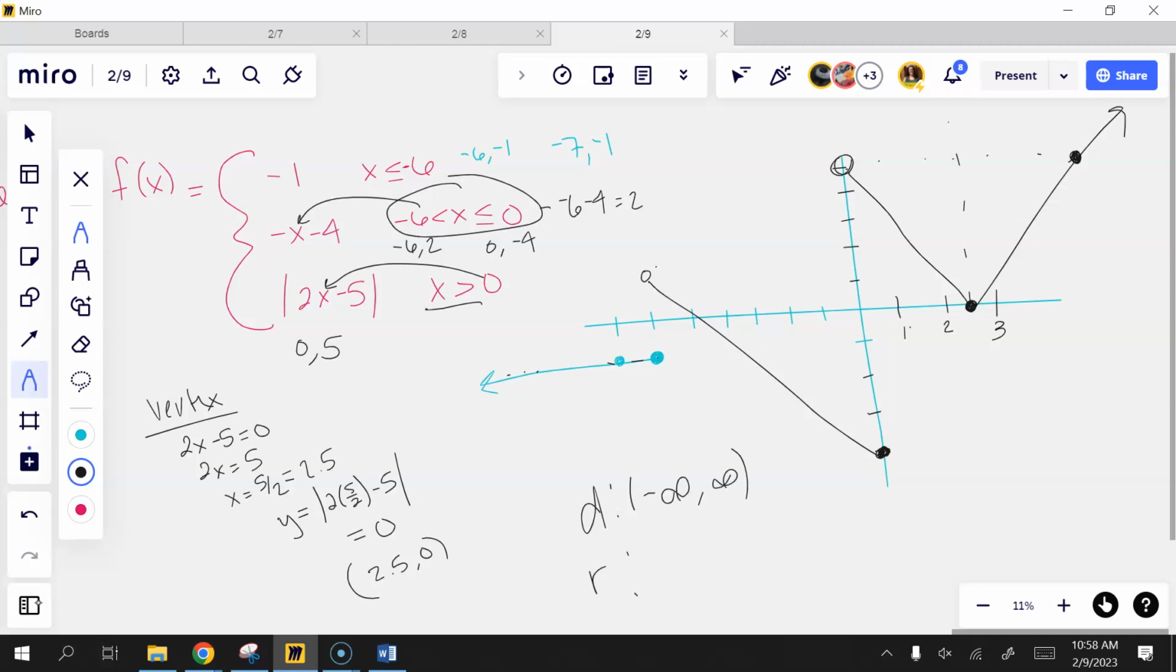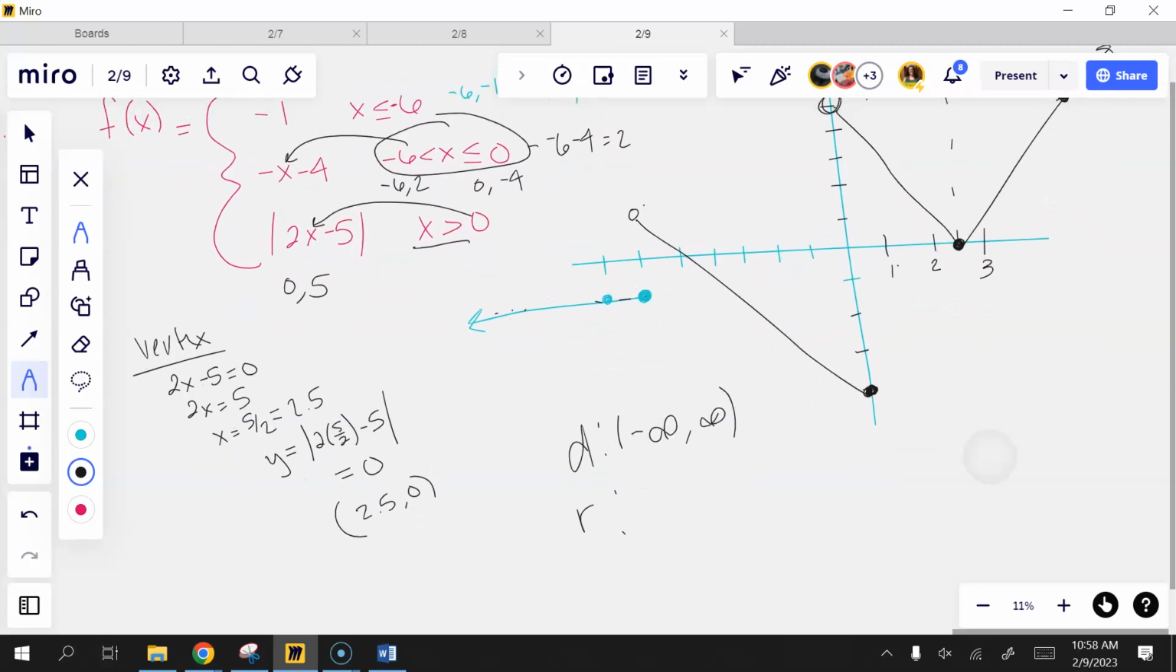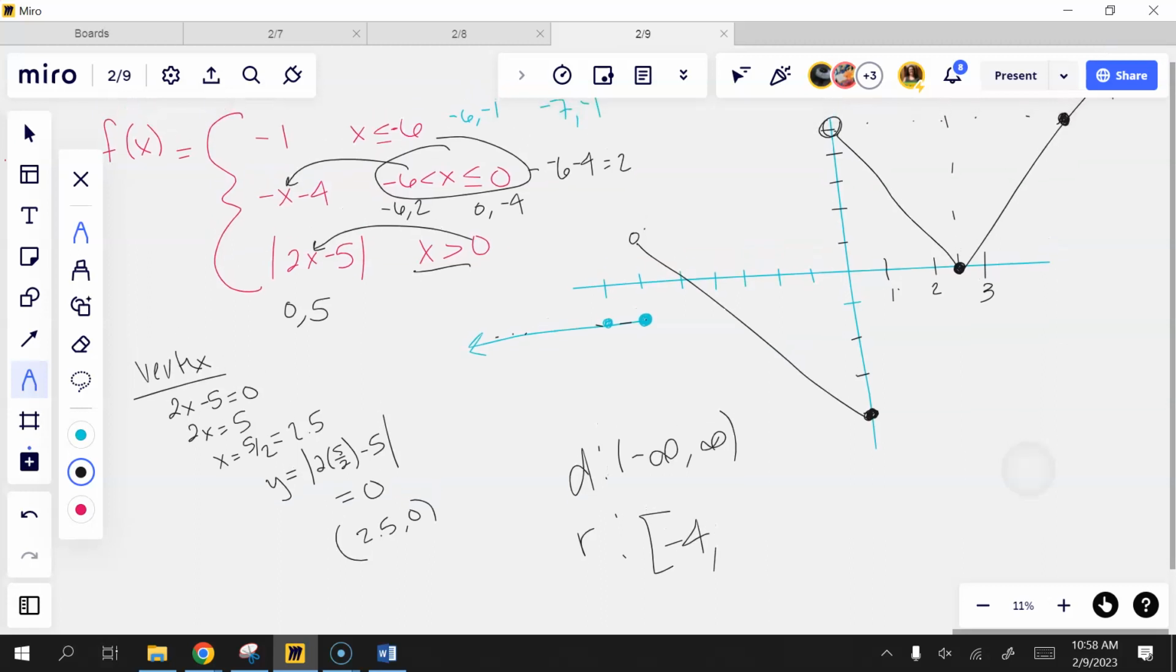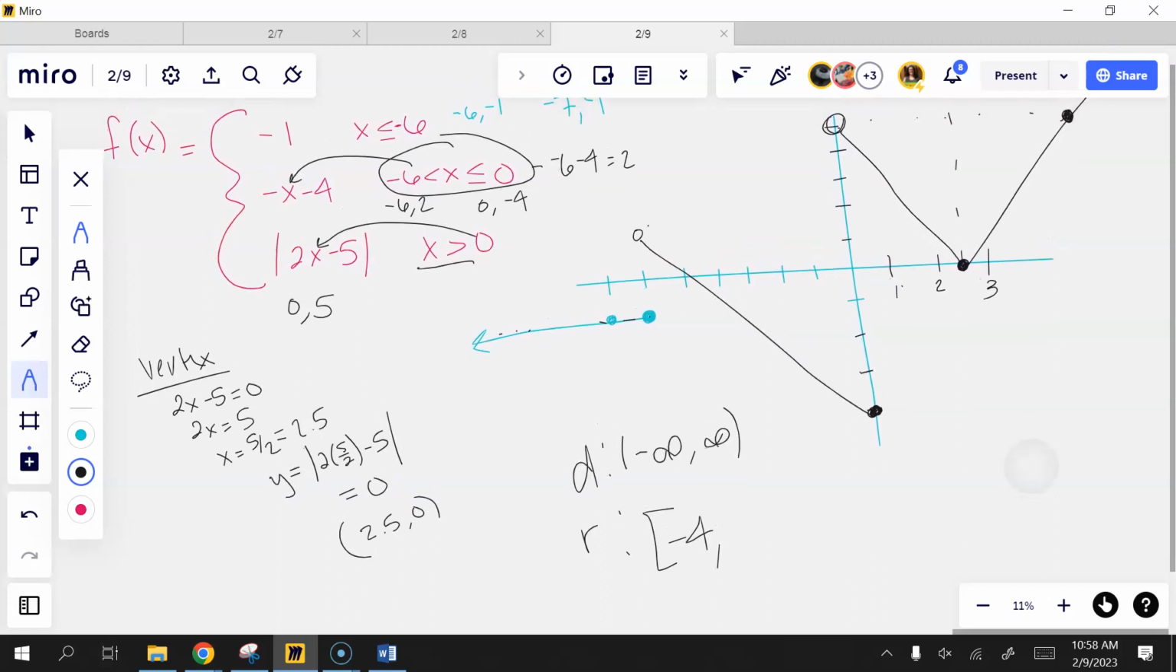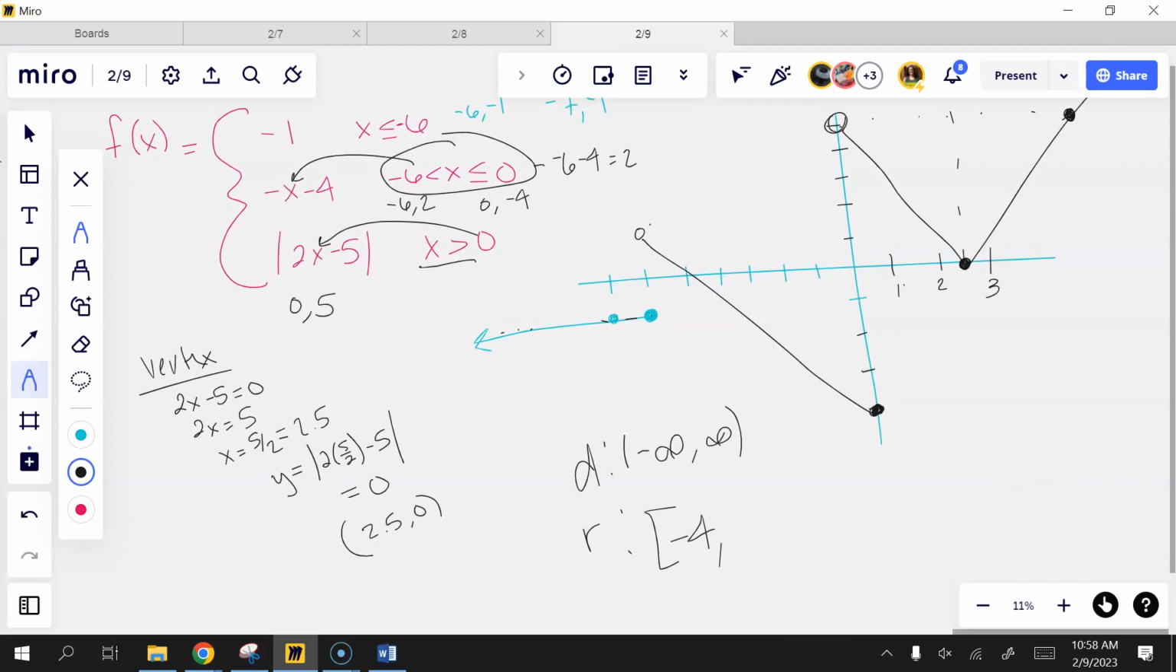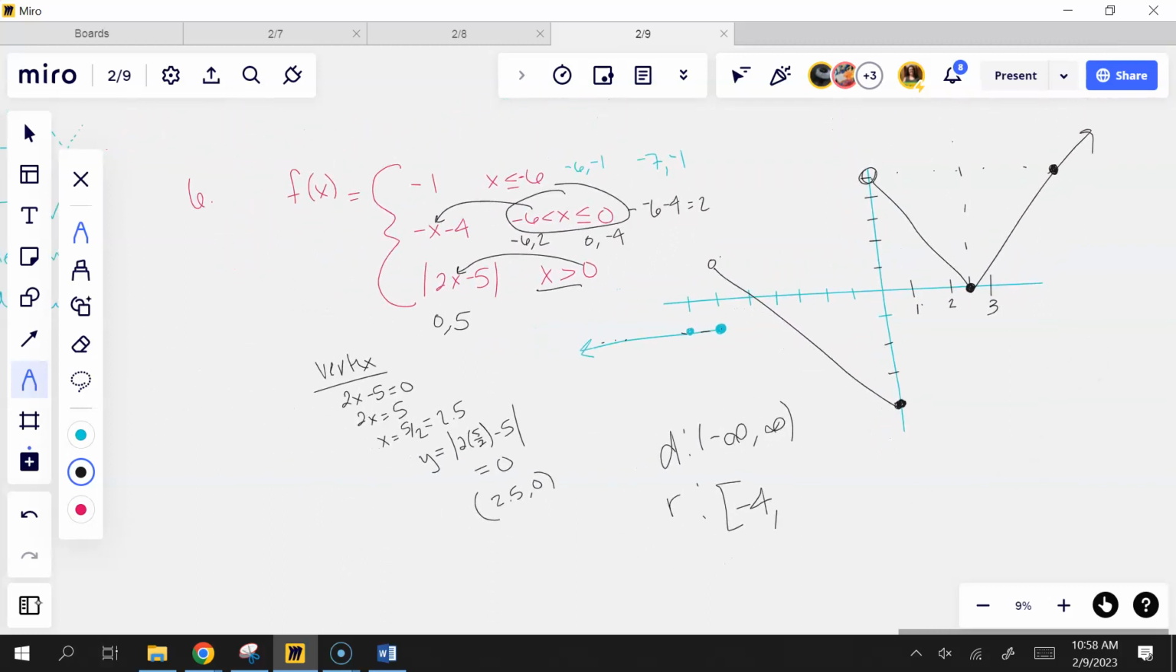Range is where it gets a little sticky. What's the lowest point on the graph? -4. That's exactly right. Now, as I go up, is there ever any place that I don't have graph? No, and in fact, it goes up forever because of this. So it's -4 to infinity.